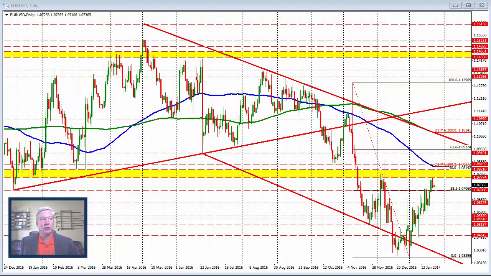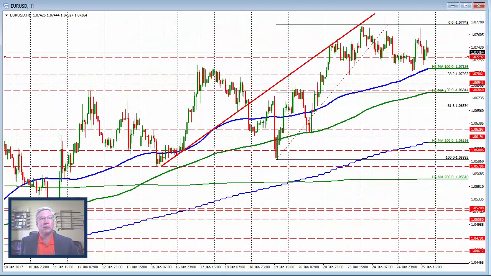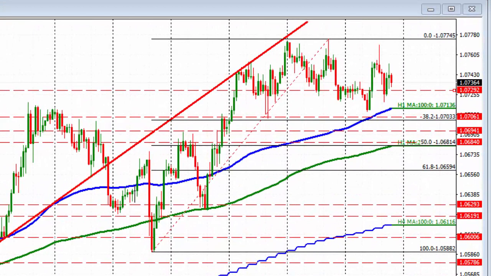Let's move to the hourly chart, and if we take a look at the hourly chart of this currency pair, note the 100-hour moving average as well. That 100-hour moving average currently comes in at 1.07136 on our way to our low price here today. We did stall ahead of that level, ahead of the 1.0706 level. So things are still looking up for the euro versus US dollar.